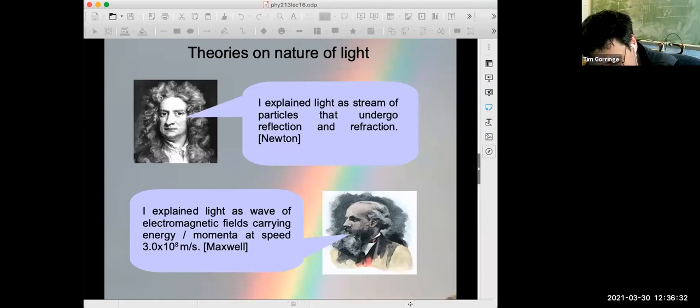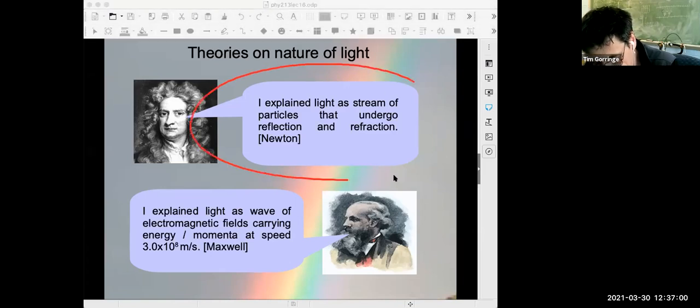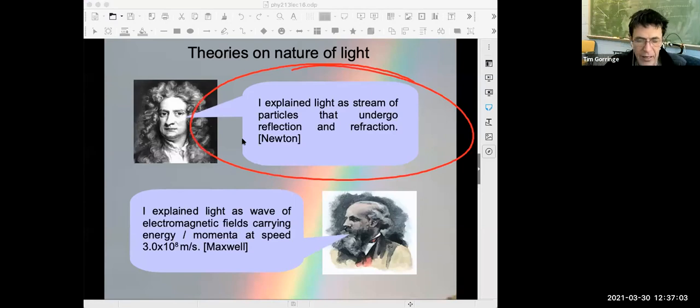Again, he's not around now, but we remember his work. So Isaac Newton explained light as being a stream of particles. So there's little particles of light. And he explained the reflection and the refraction of light with this picture that light was a stream of little particles, a stream of tiny particles. So in the history of understanding of light, that was an accomplishment and an idea that light was particles.